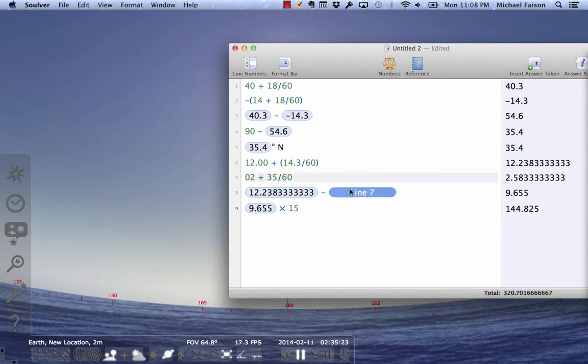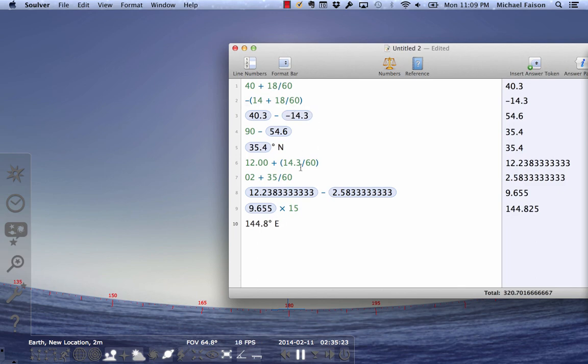Now, is that east or west? Well, it's noon for me when it's 2:35 a.m. for Greenwich. So that means I am east of Greenwich. So I think my latitude and longitude are 35.4 degrees north and 144.8. I should really round that off. Let's round that off to 144.8 degrees east longitude.